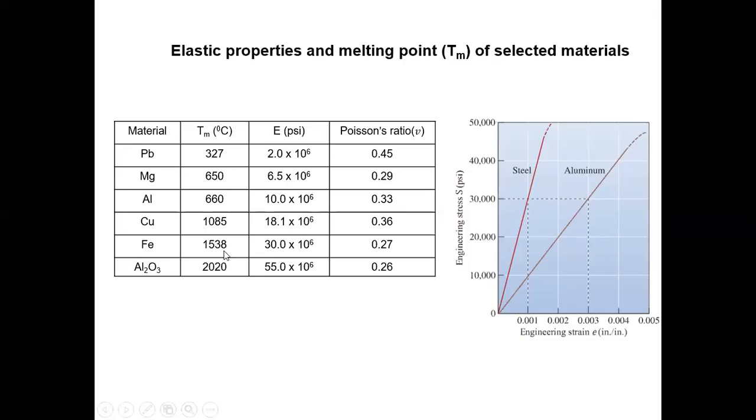You see, here the melting point. Some materials have high melting points. For example, if you move from magnesium to copper to iron, the melting point increases. In a similar way, the Young's modulus increases. On the other hand, if you check the variation of Poisson's ratio, it shows a reduction. That means what? That means it's hard to stretch.